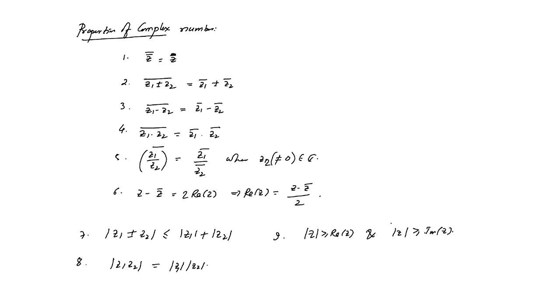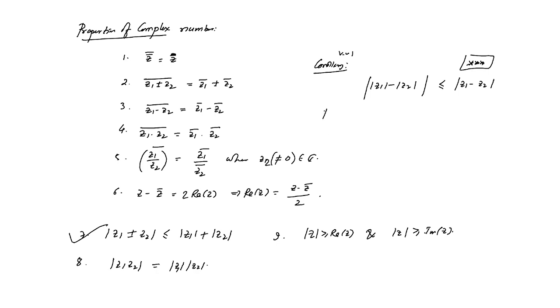Now, we can prove property number 7 easily, but there is one important corollary, and that corollary is very, very important. You will prove it with the help of complex number properties. The modulus of mod Z1 minus mod Z2 is less than or equal to mod of Z1 minus Z2. This is very, very important. You must recall it.